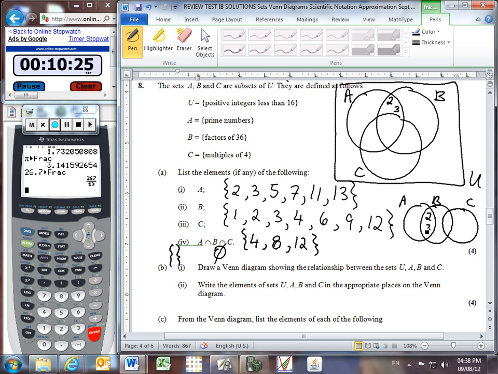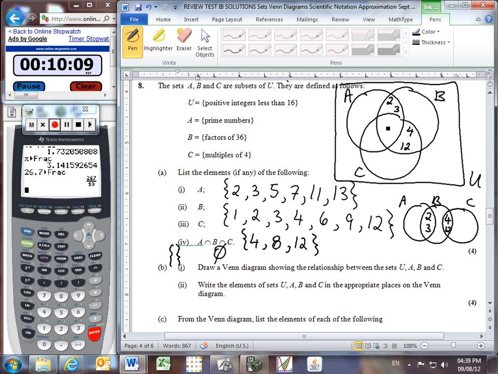What about B and C? Is there any overlap? Yeah, we can see that the 4 and the 12 appear in both. So 4 and 12, on this diagram, go where B and C are overlapping. The 4 and the 12 must go in this region because, of course, nothing belongs to the middle.